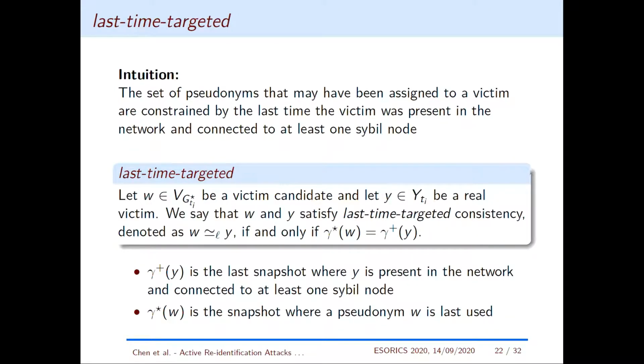A similar idea is used in the last time targeted constraint. In this case, there is one variation: only victims that have already been targeted are considered for applying this constraint. The reason is that for victims that were not targeted, we cannot be sure that the adversary knows when they were removed from the network, because the adversary may not even have been able to know that this user existed at all.